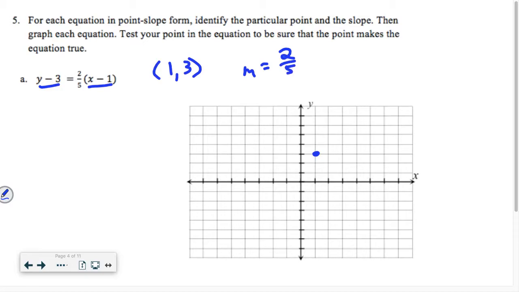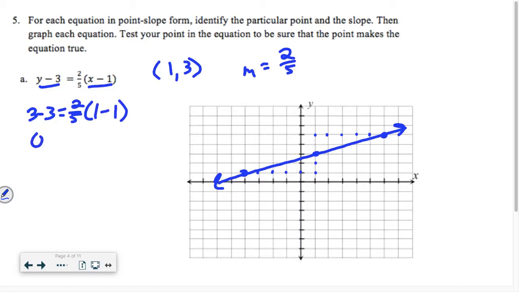My options are to go up 2, and then to the right 5. Down 2, left 5. I do not need to start at the y-intercept. This one works fine. Let's also verify that 1, 3 is indeed on there. So if I do this, I'm going to have 3 minus 3 equals 2/5 times 1 minus 1. So 3 minus 3 is 0. 1 minus 1 is 0. Multiply these out, I get 0 equals 0. So we have proven that 1, 3 is on the line.